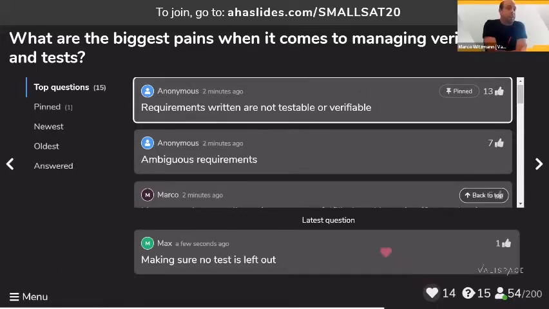I think indeed, from what we see from our customers, that's definitely a huge problem, right? In general, requirements quality is probably something that people worry a lot about. I think we've seen two approaches to this.